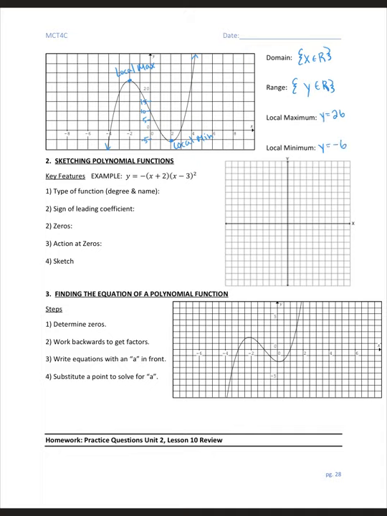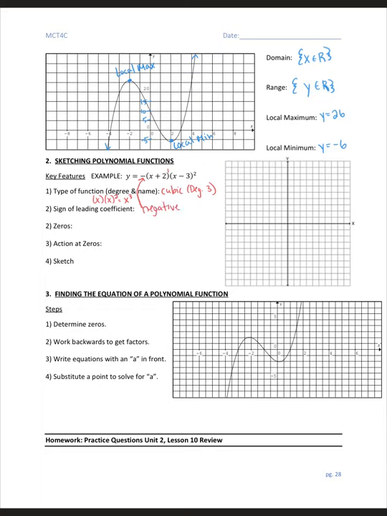Okay, and then we talked about sketching polynomial functions if we are given an equation in factored form. So if we look at this equation, we could start by identifying what type of function we have here. So we have x to the power of 1, and it's being multiplied by x to the power of 2, which means we're going to have x to the power of 3. So we have a cubic, or a degree of 3. The sign on our leading coefficient, so remember our leading coefficient is right here. We have a -1, so we can say we have a negative leading coefficient.